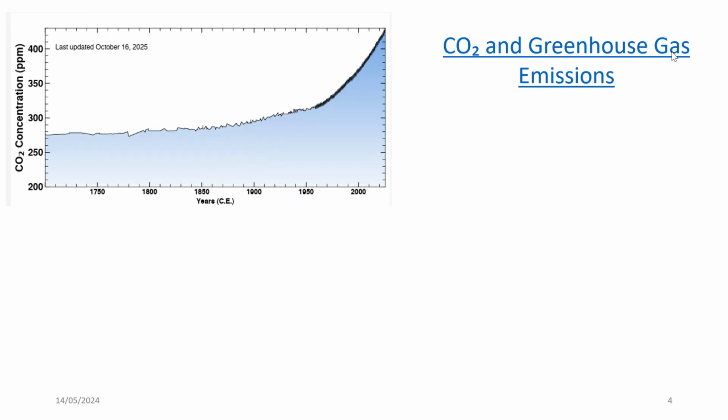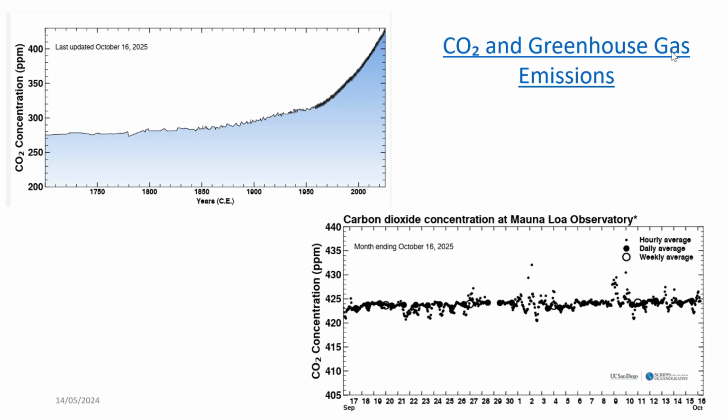Next, this is a graph called the Keeling curve, and this is the carbon concentration. Through this curve we can assess how carbon dioxide concentration is increasing from the early 1500s to the 2000s. Next, this graph shows the carbon dioxide concentration for the month of October 2025, and the current carbon dioxide concentration is nearly 423 ppm.